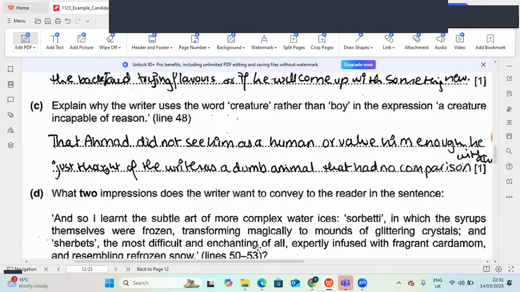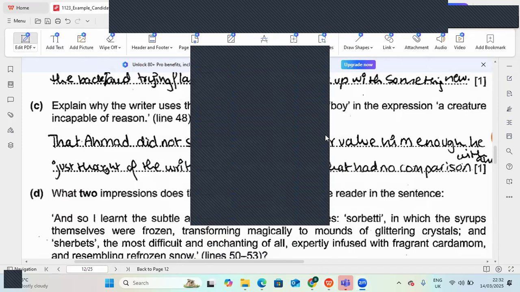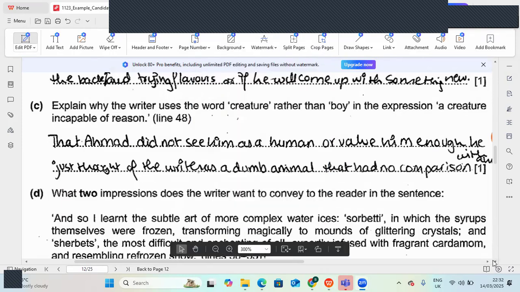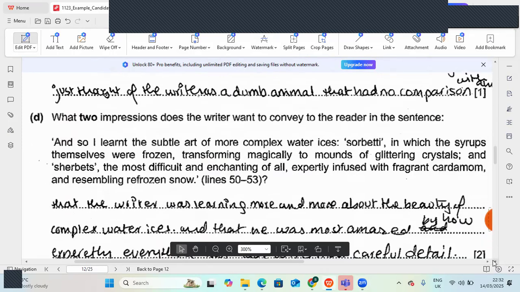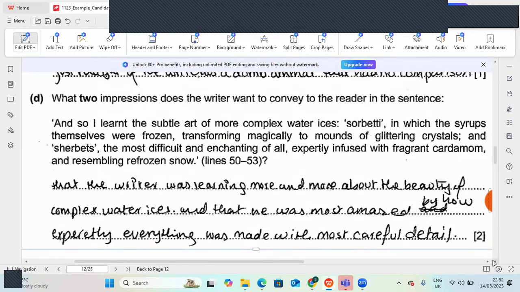So question 2C will always be related to word choice analysis. They will ask you why the writer has used this word instead of the other one. If you're unable to understand the technique to answer question two, I'll share that in the group. Don't worry, I will share it. Hassan, candidate response.